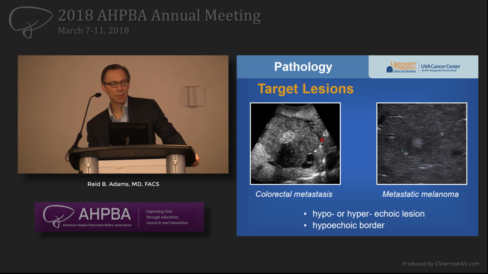So here's a view of a so-called target lesion. You can see a lesion here, and you can see this hypoechoic rim around it, which helps you distinguish it from the surrounding liver. Now this lesion is somewhat hypoechoic to the surrounding liver, so it's a little bit easier to see, but this one is less so, and you can see this hypoechoic rim around it, which allows you to identify it compared to the normal liver.